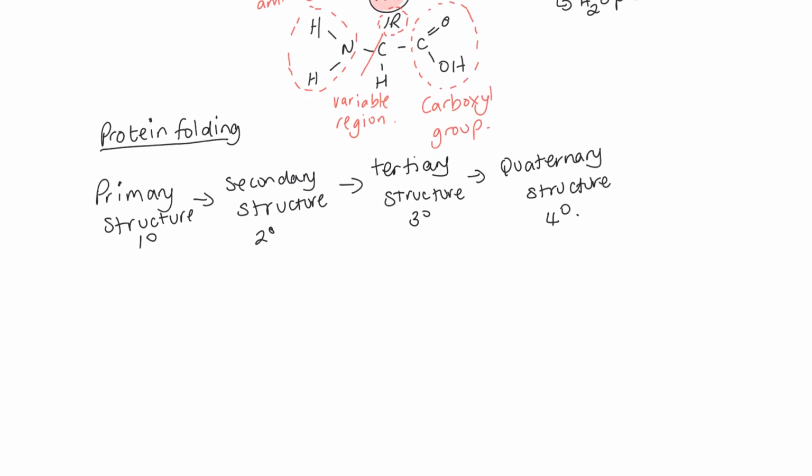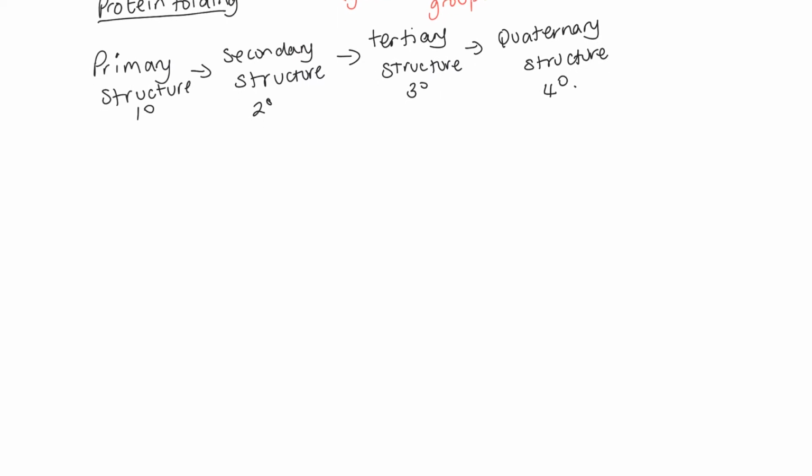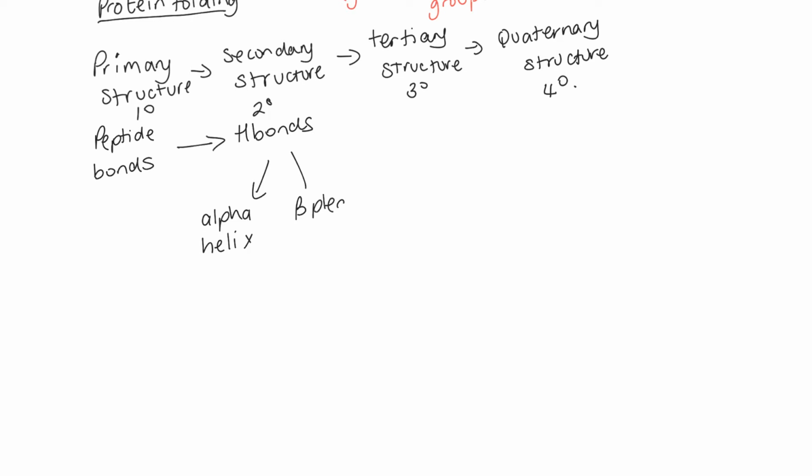So let's look at secondary structure. When a protein goes from primary to secondary structure, hydrogen bonds are formed. The formation of these hydrogen bonds can result in two distinct shapes, the alpha helix and the beta pleated sheet. The hydrogen bonds form between the NH groups and the C=O groups on two adjacent amino acids. So let's just take a look at that.